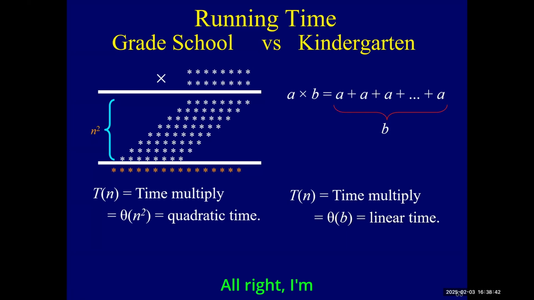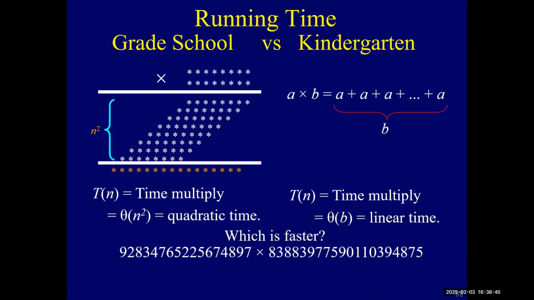Feels right to you? All right, I'm going to test you. Which is faster? I'm going to lock you in a room, and you can't come out until you multiply these two. Could you do it using this algorithm? Yeah, paper. You could, right? It would take you a long time. You would hate me, but you could do it. Could you do it using this algorithm? Absolutely not. In this much time, you'll be dead.